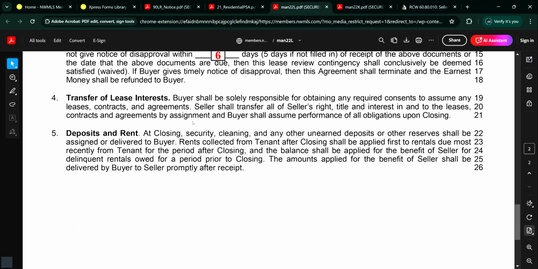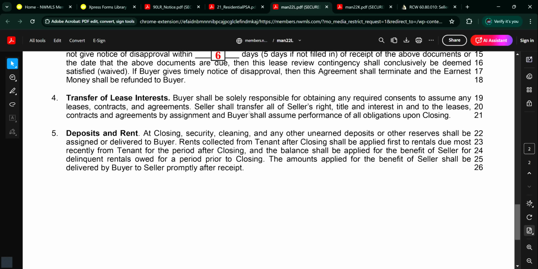Next is the transfer of lease interests. Buyer shall be solely responsible for obtaining any required consents to assume any leases, contracts, and agreements. Seller shall transfer all of seller's right, title, and interest in and to the leases, contracts, and agreements by assignment, and buyer shall assume performance of all obligations upon closing.